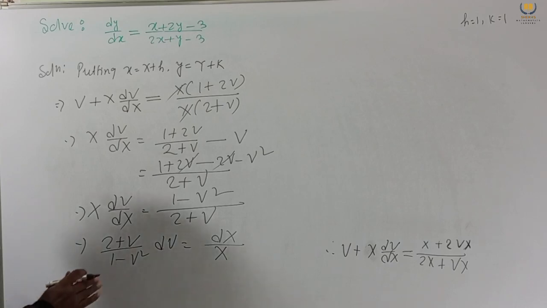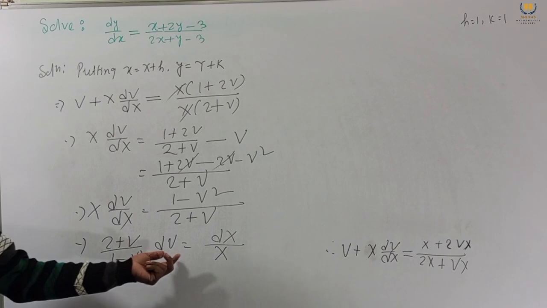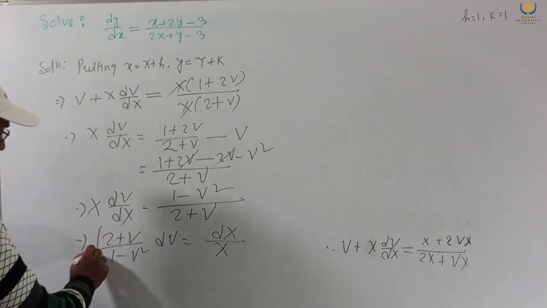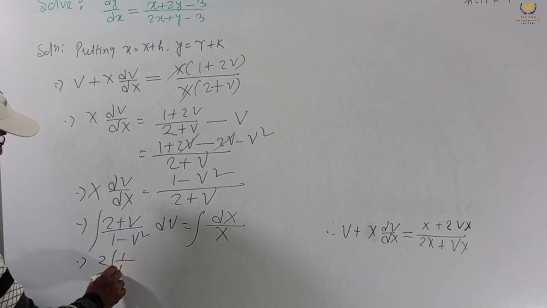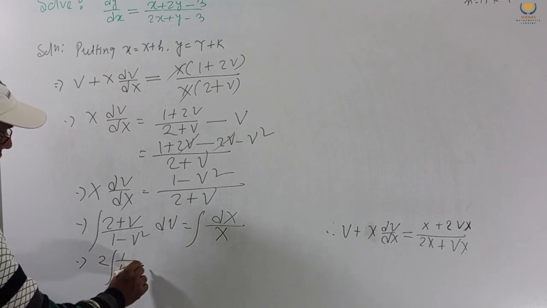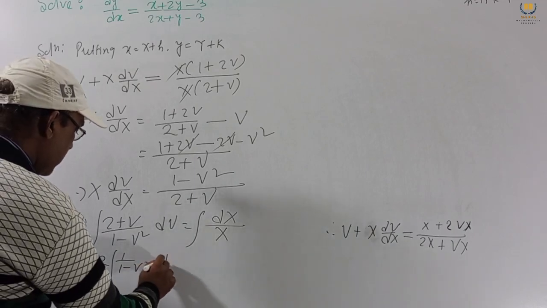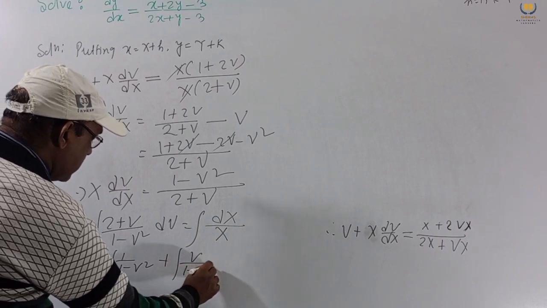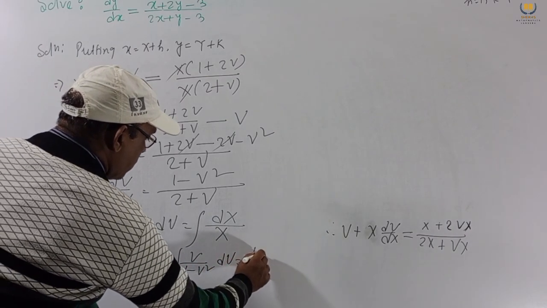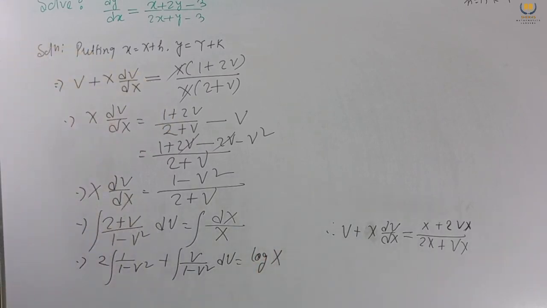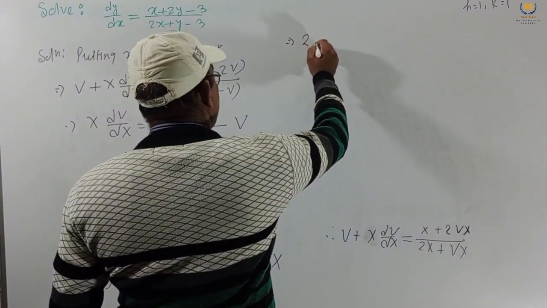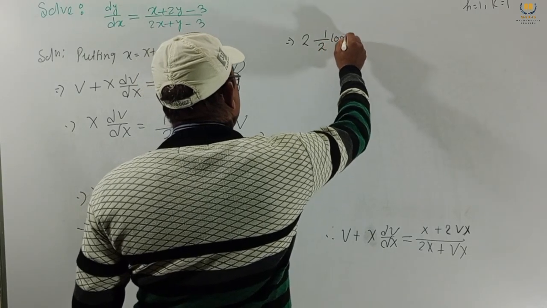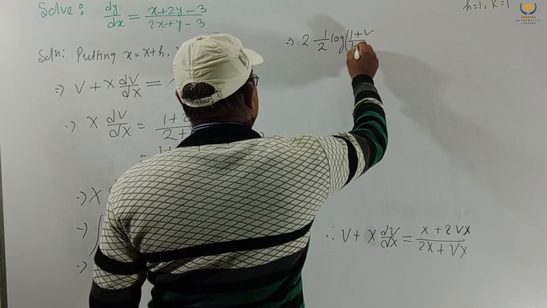We get this. Now variable separation is complete, dV with V and dX with X. Now integrate both sides. We get the integral of 2 times 1 by 1 minus V square, plus V by 1 minus V square dV, equal to log capital X. We get this one. So we know the direct formula: 1 by 1 minus V square can be written as 1 by 2 log of 1 plus V by 1 minus V. We can write this.